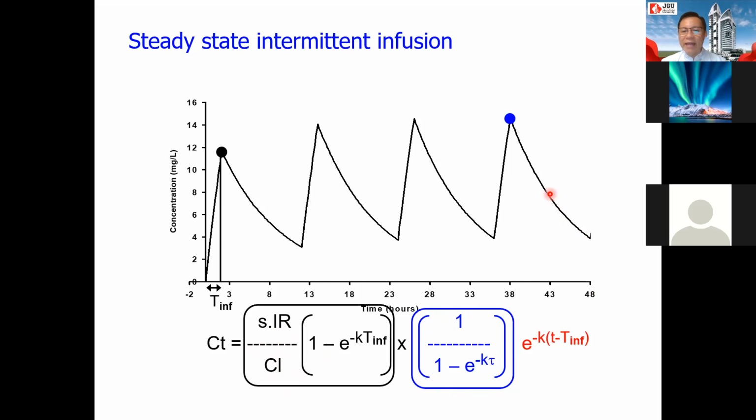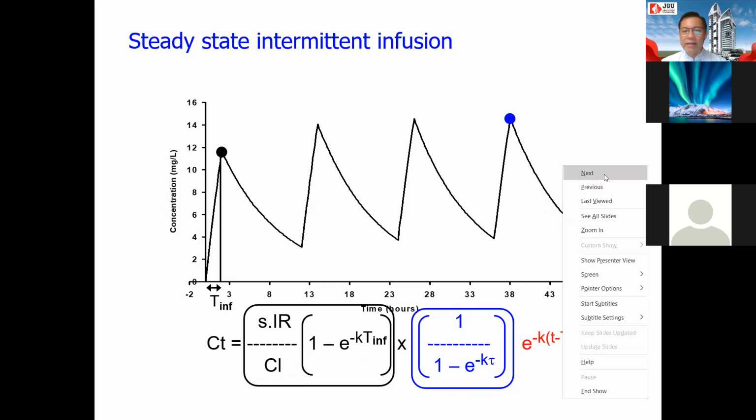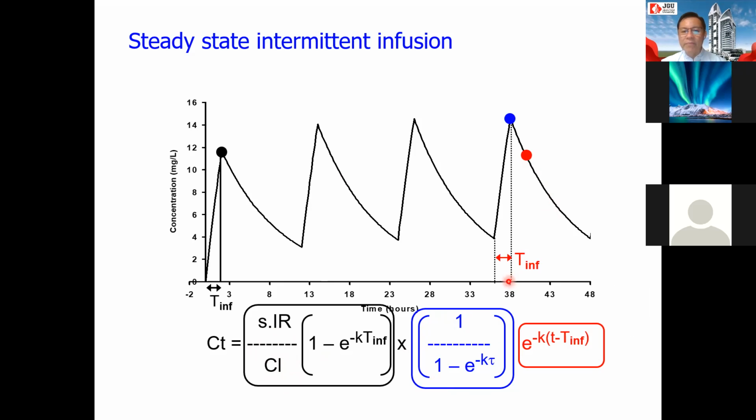And if you want the concentration at any time, here at the red color, then you have to add e to the power of minus K times (T minus T infusion). If the T is here, you have to subtract the T infusion, because it's only from this time to this time. This will be reinforced, because in the coming week I'm teaching you TDM of theophylline and digoxin, I think. Then we will do the calculation.